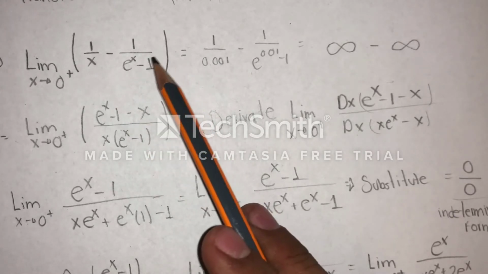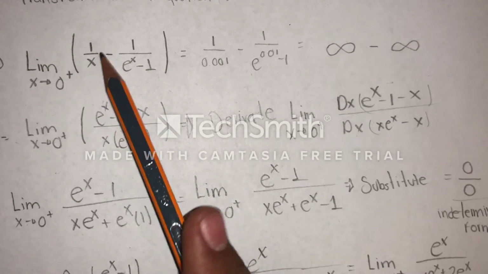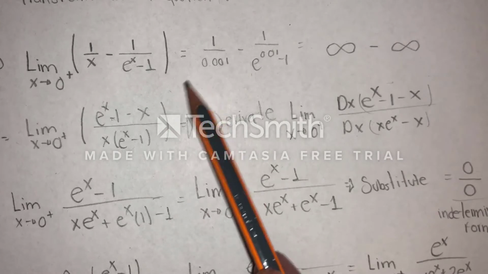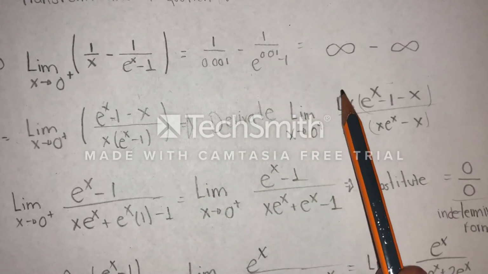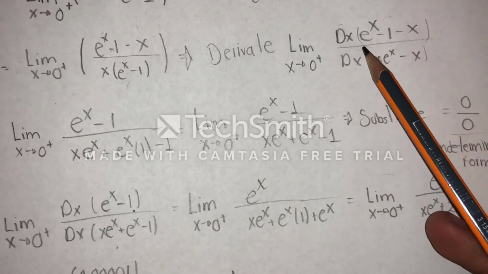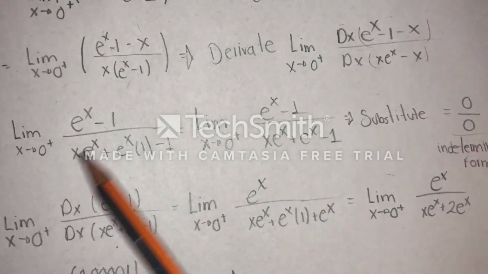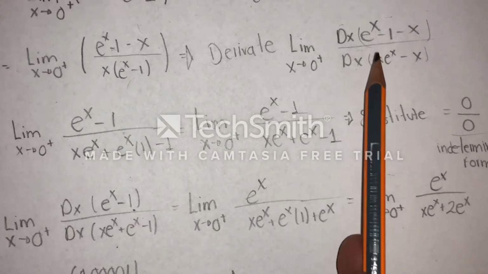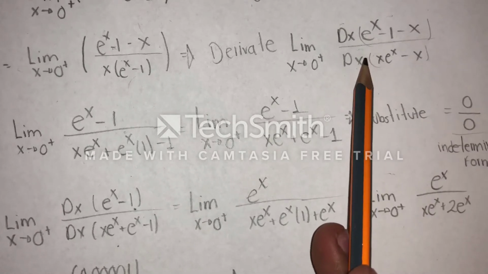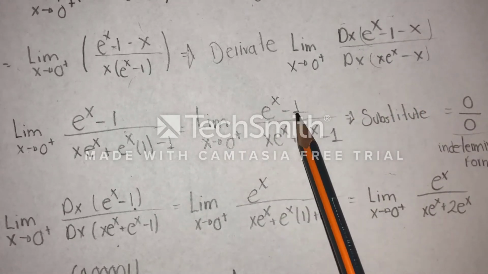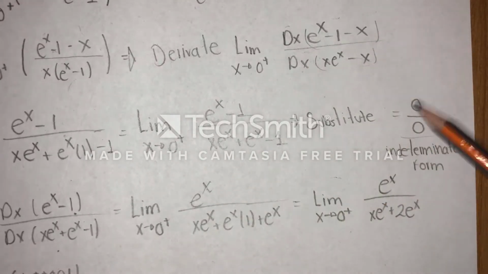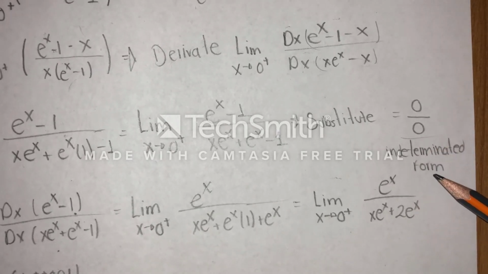So we do this difference, we multiply the denominators. 1 times e to the x minus 1 is e to the x minus 1 minus x. We take the derivative of the numerator and the denominator. The derivative of e to the x minus 1 is e to the x, minus 0, and the derivative of x is 1. The denominator is a product, so it's the first term times the derivative of the second one plus the second one times the derivative of the first term, minus x, whose derivative is 1. We simplify and we substitute values really close to 0, and we see that we obtain 0 over 0, another indeterminate form.